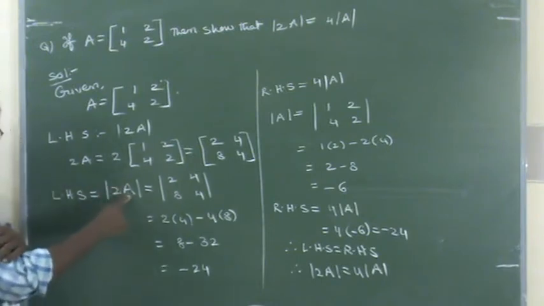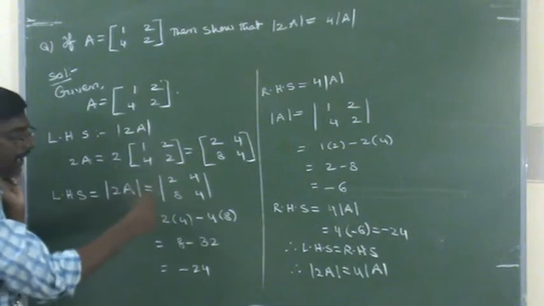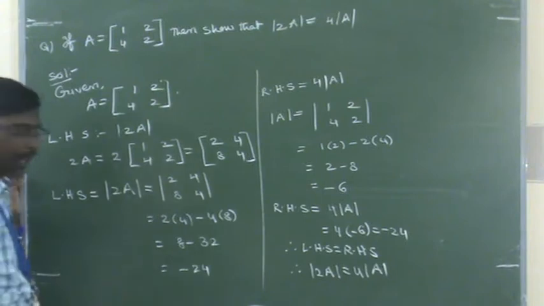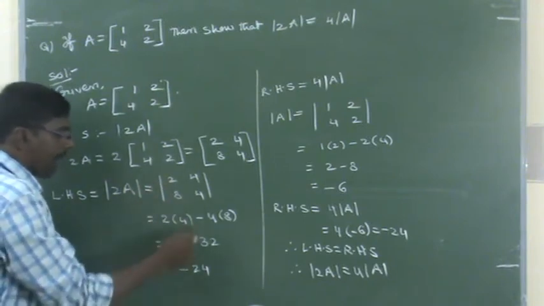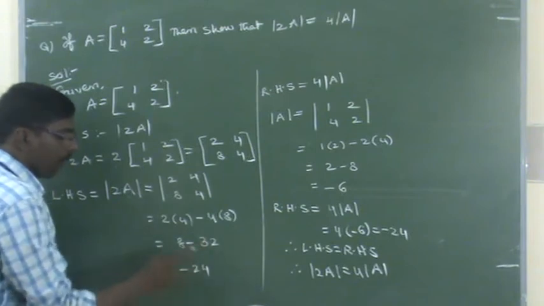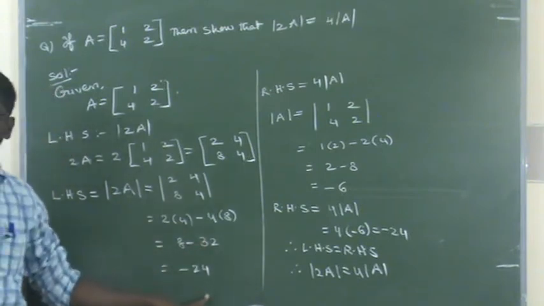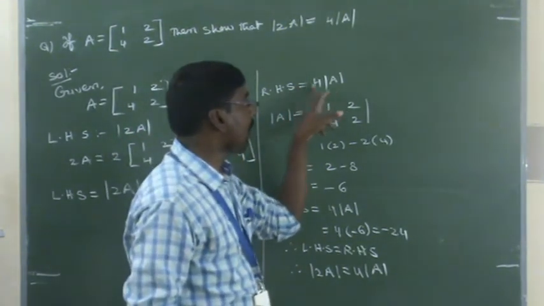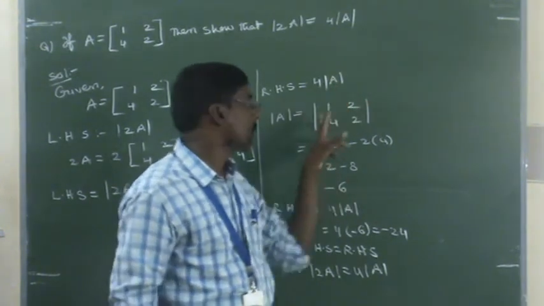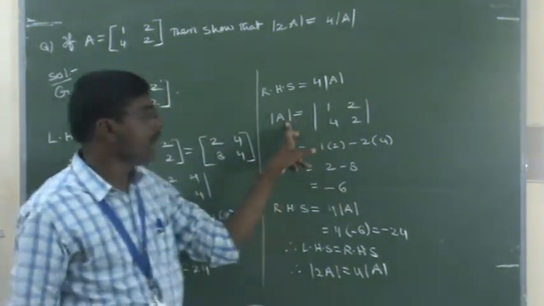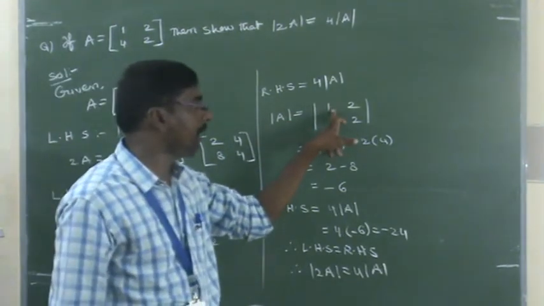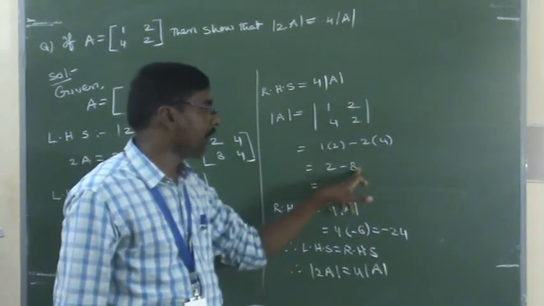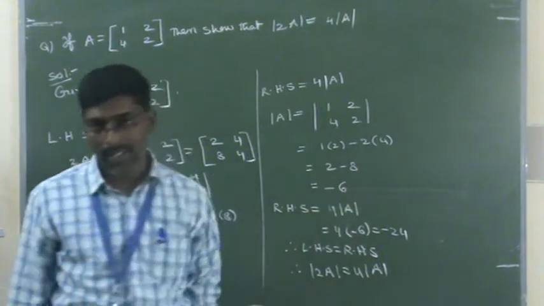LHS is the determinant of 2A: determinant of 2, 4, 8, 4. Already we know the determinant of a 2 by 2 matrix: 2 into 4, 8, minus 4 into 8, 32. On simplification we get the value minus 24. This is the value of LHS. Then coming to the value of RHS. RHS value is 4 into determinant of A. So first we find the determinant of A. Determinant of 1, 2, 4, 2. 1 into 2, 2, minus 2 into 4, 8, so 2 minus 8, the value is equal to minus 6.